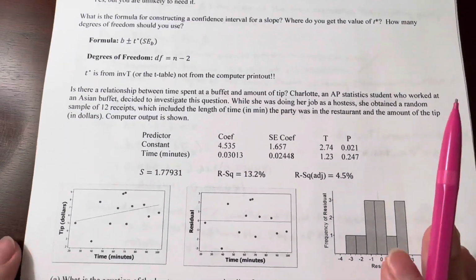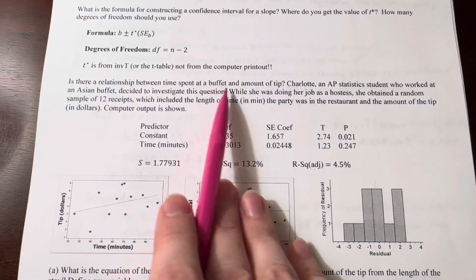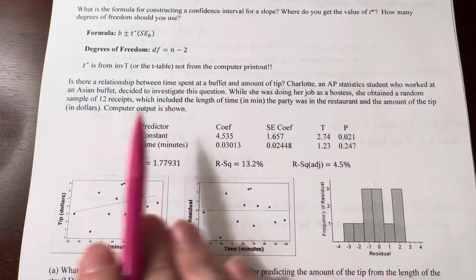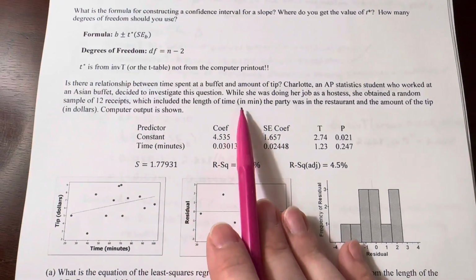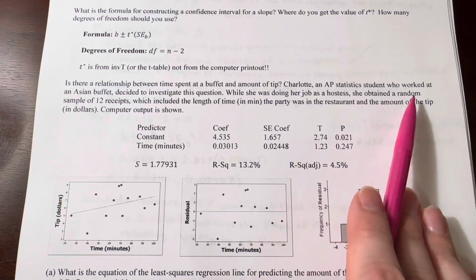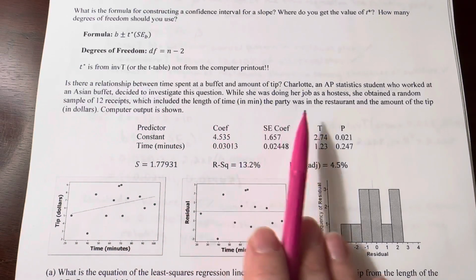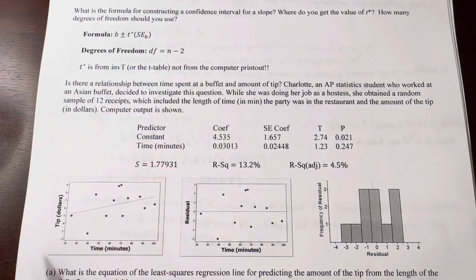All right, so let's go ahead and take a look at an example. Is there a relationship between time spent at a buffet and the amount of tip? Charlotte, an AP statistics student who worked at an Asian buffet, decided to investigate this question. While she was doing her job as a hostess, she obtained a random sample of 12 receipts, which included the length of time in minutes the party was in the restaurant and the amount of tip in dollars. Computer output is shown below.